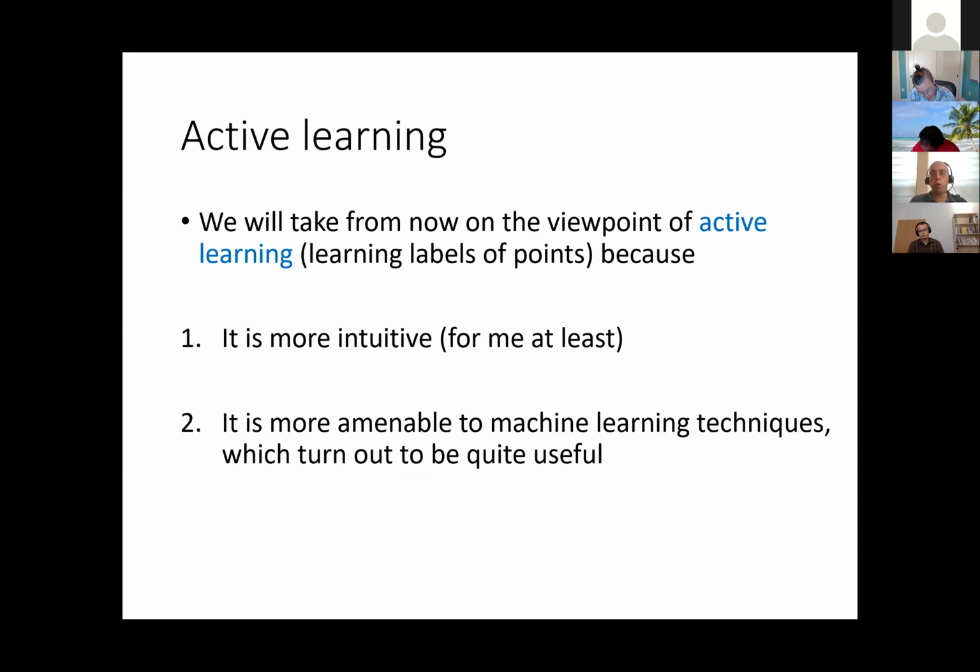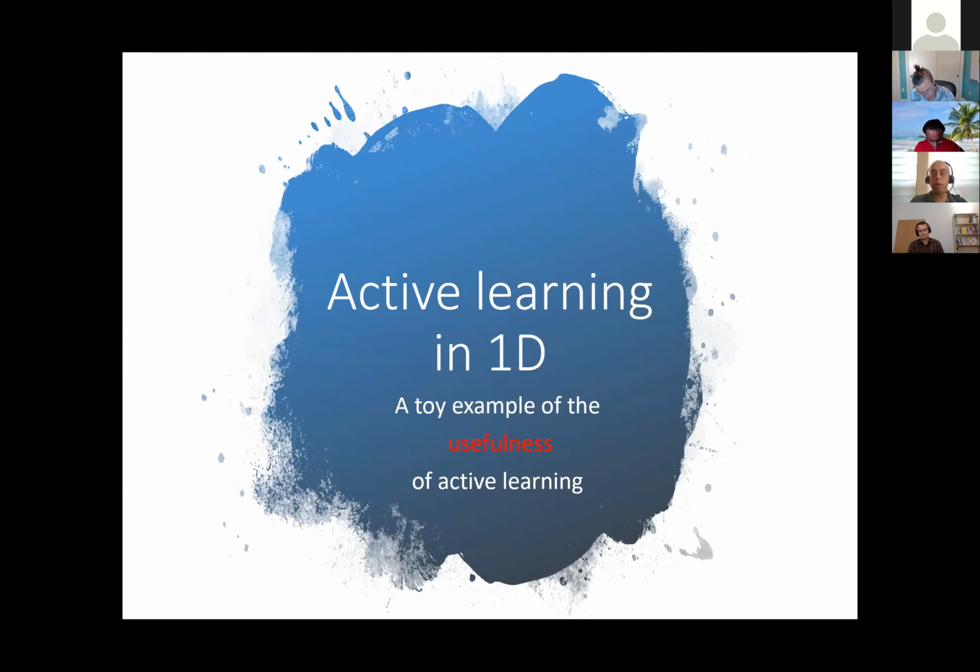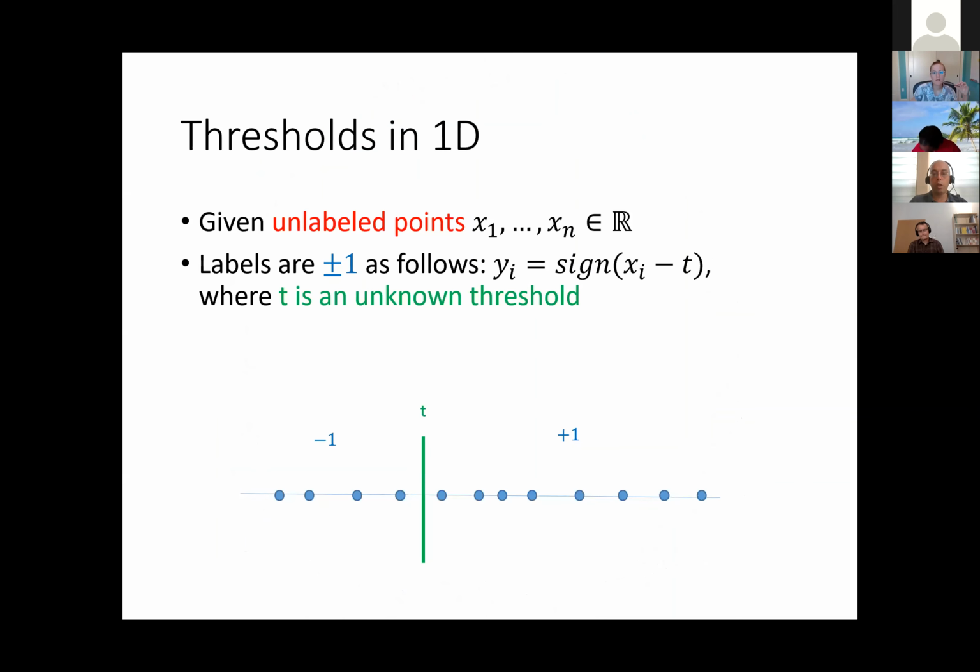So let me first show you a very simple example of why you can hope to do better. That's going to be the one-dimensional version of active learning. So here is the problem. You're given n unlabeled points on the real line in one dimension. And you label these points plus or minus 1 as follows. There is an unknown threshold that you don't know. Here's this green line. Everything to the right of this green line, you're going to call a plus 1.